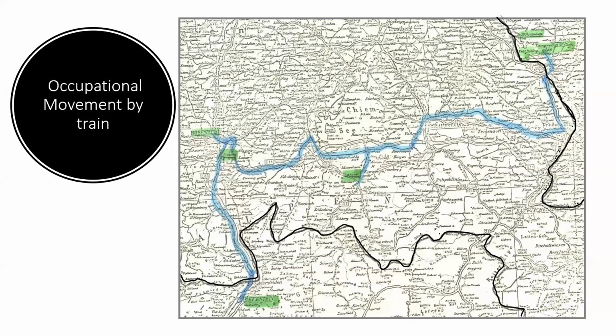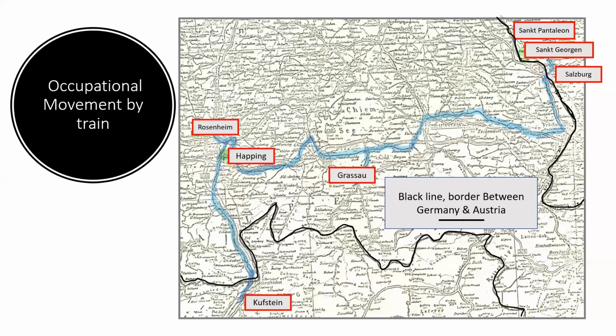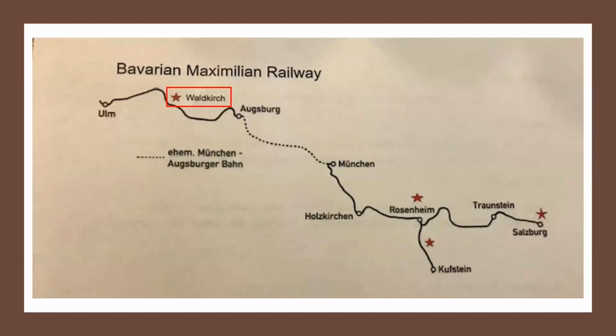This map shows the railroad as a blue line beginning at the bottom left at Kufstein, Austria. It travels north, crossing a black line representing the border between Austria and Bavaria, Germany. It travels through Bavaria, crossing the black line into Austria in the top right of the map, ending at St. Georgen, Austria. The red boxes highlight the towns along the railroad where additional records for the Brenner family were found. This is a map of the Bavarian Maximilian Railway. It shows the additional town of Waldkirch, where three of Leonhard's children were born, where he was also married and born.